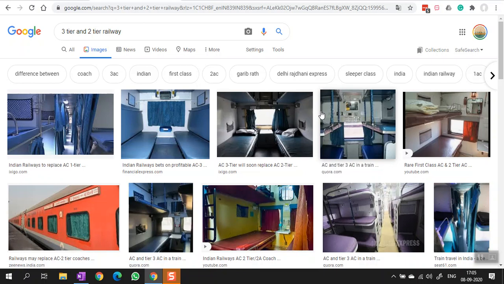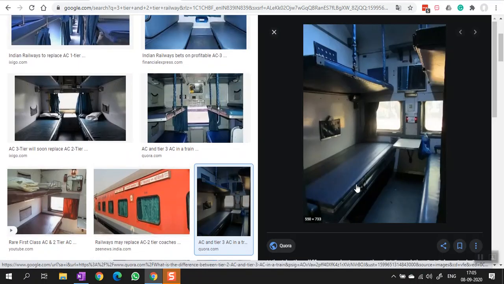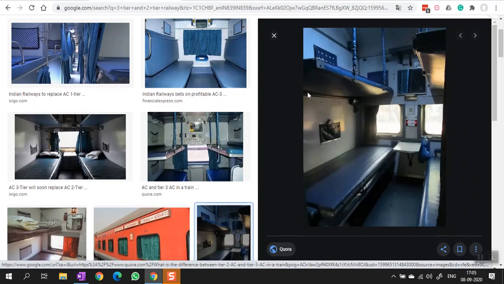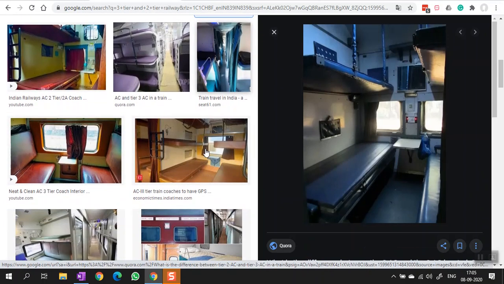Okay, so see, this is the figure which you see over here. This is a 2 tier. You might have traveled in a similar train, 2 tier AC, non-AC, doesn't matter. So what happens is there is one place over here where you can sleep, and there is one more place above it. But in 3 tier, there are 3 compartments or divisions.